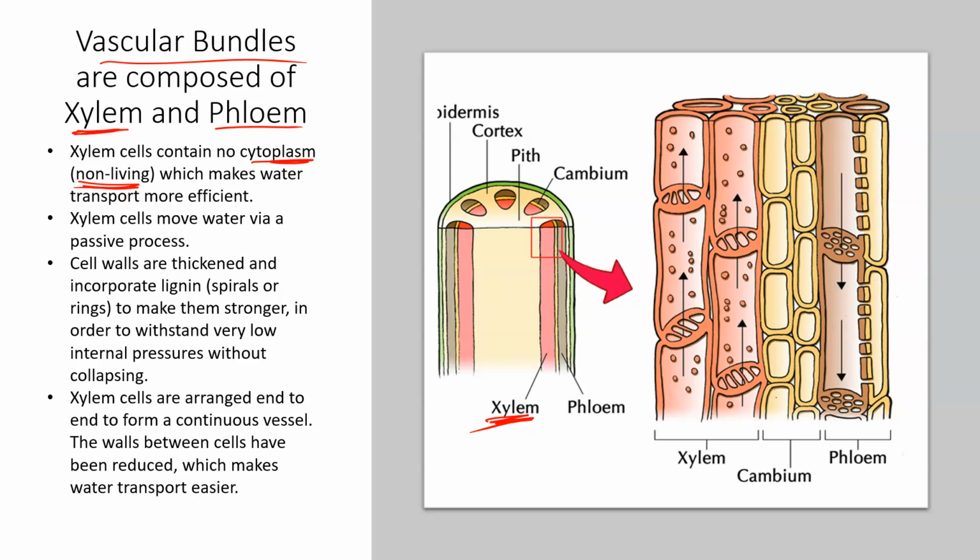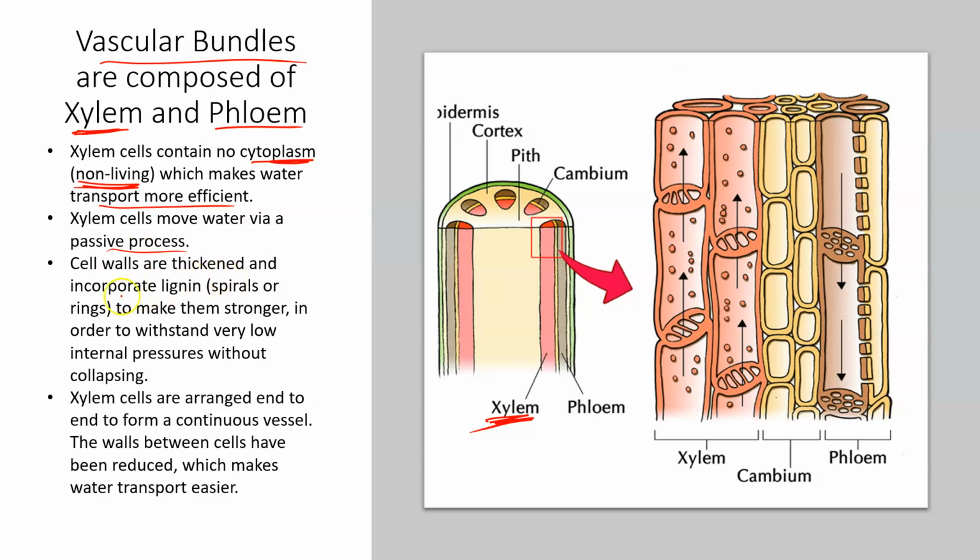They're basically non-living vessels that have no cytoplasm, which makes water transport more efficient. They're basically just hollow straws that have remnants of the cell wall, which created the vessel to begin with, but they are not alive. Xylem cells move water via a passive process called transpiration.